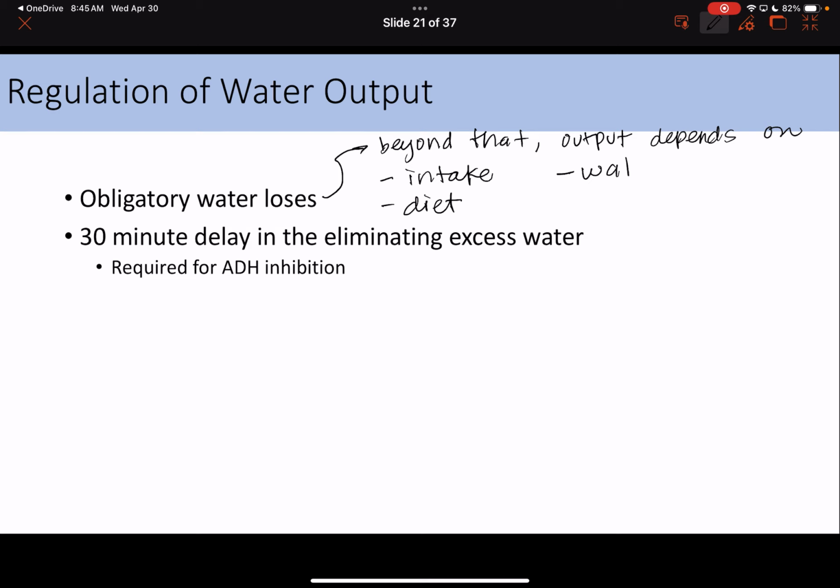Also, water loss. So what I mean by that is if you increase the amount of water you lose by sweat, then that's going to lead to you urinating less. So the more water you put out in one mechanism, then you're going to have less of it in another. When you do intake excess water, there's about a 30-minute delay before we inhibit that ADH, before we slow down the water reabsorption because you've taken in too much water. Okay, so there's about a 30-minute delay. So when you drink that bunch of water, it'll take about 30 minutes before you start seeing an increase in your urine output.